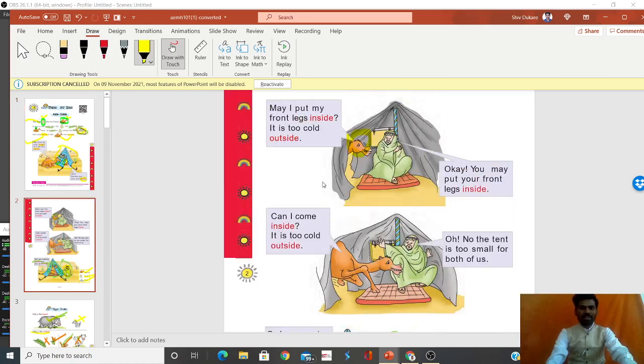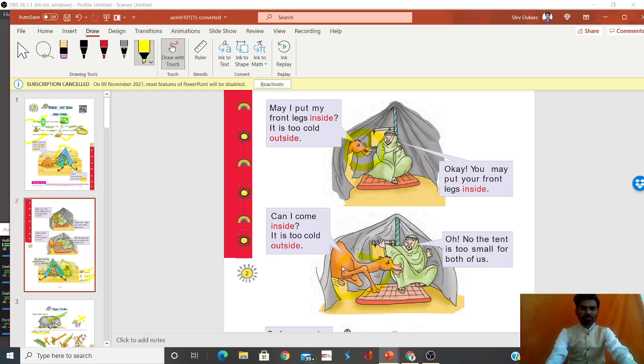Now here you can see the neck of the camel is inside. Now the camel says, "May I put my front legs inside? It is too cold outside." What is the Arab saying? The Arab says, "Okay, you may put your front legs inside." Here you can clearly see the neck and front legs of the camel are inside the tent.